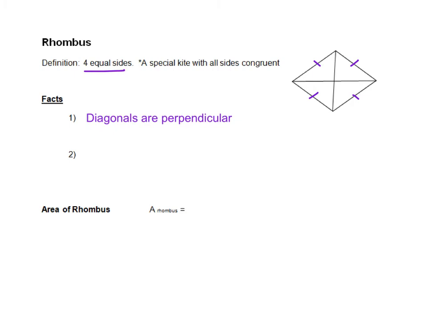The diagonals are perpendicular. So that's probably not surprising since the diagonals of a kite are perpendicular as well. So we can go ahead and put in that right angle. We know that that's going to form a right angle right there.